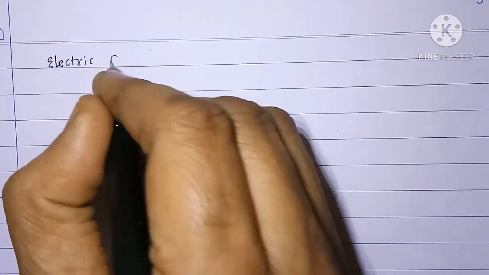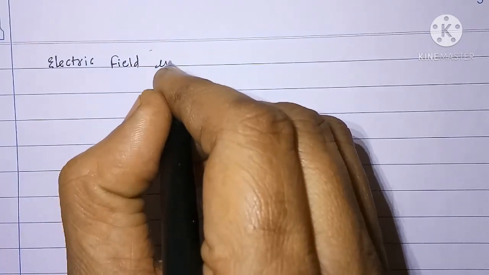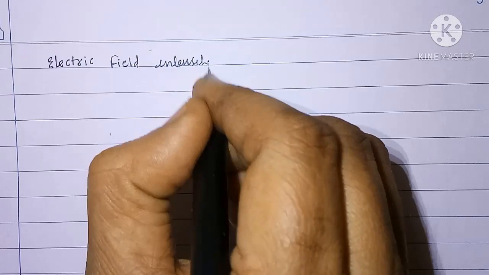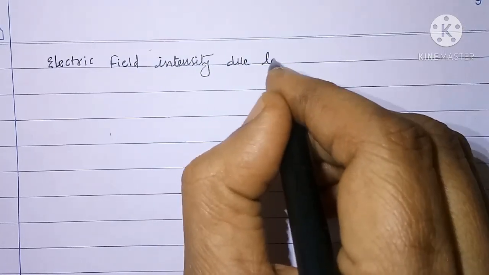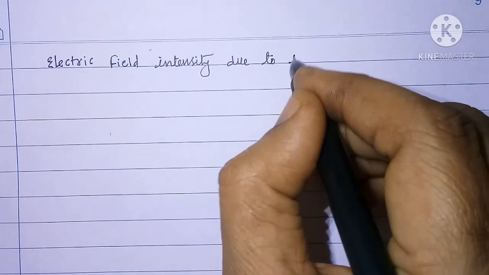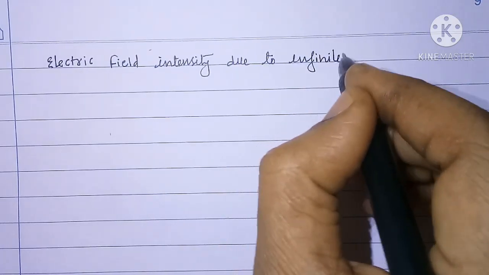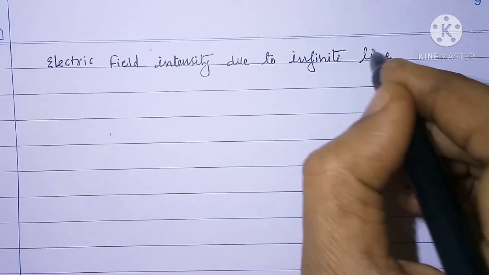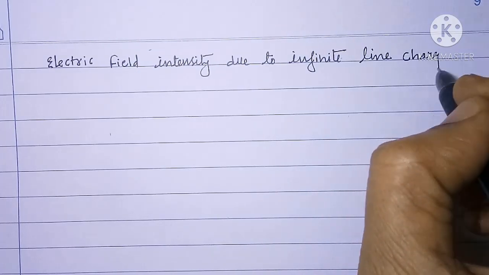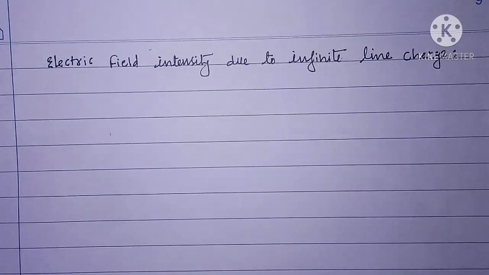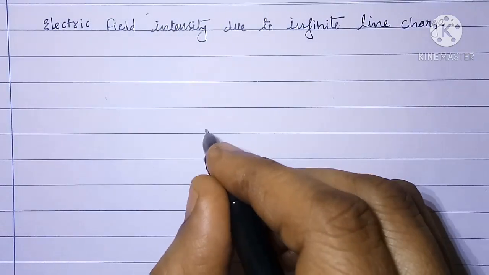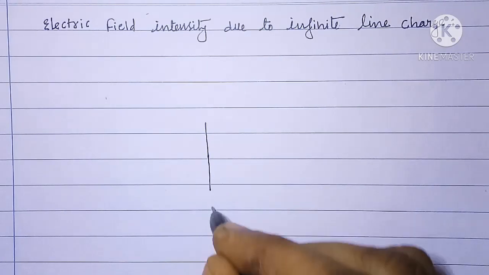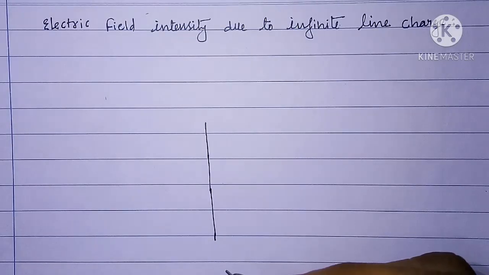Electric field intensity due to infinite line charge. Let us consider a long wire having the charge q coulomb per meter.